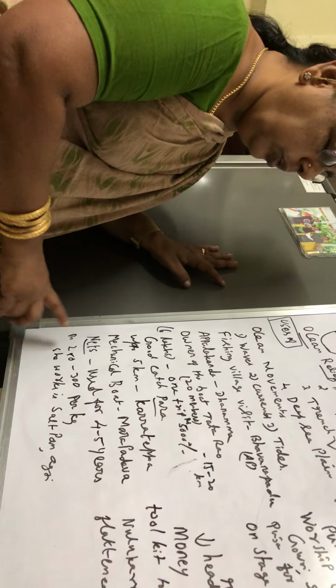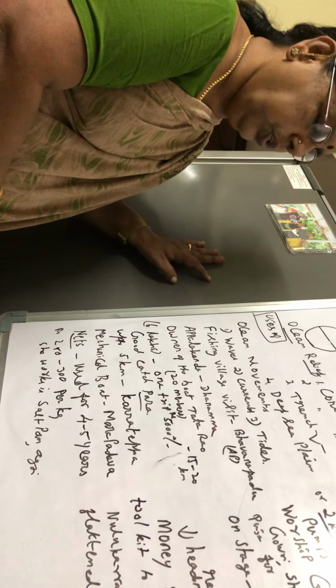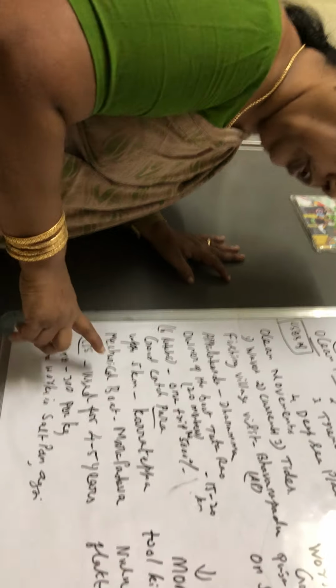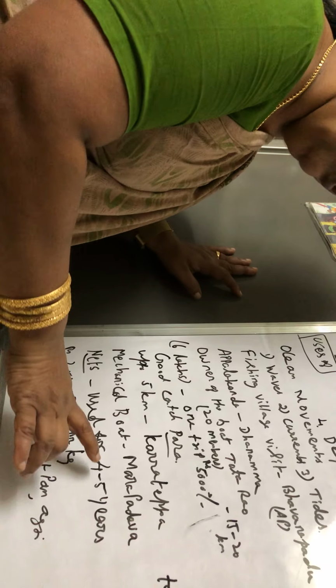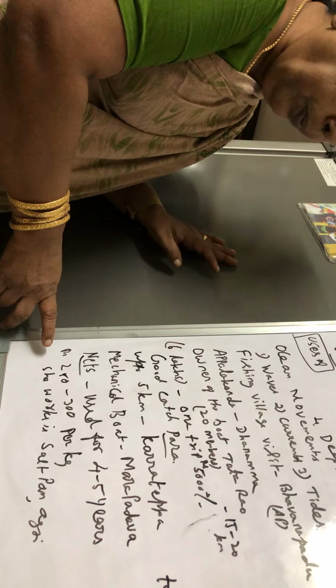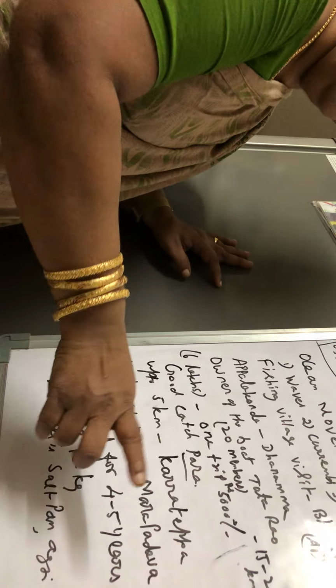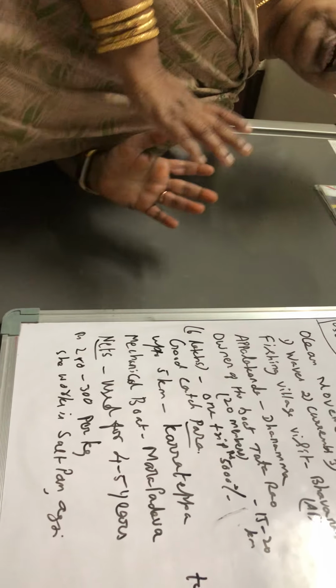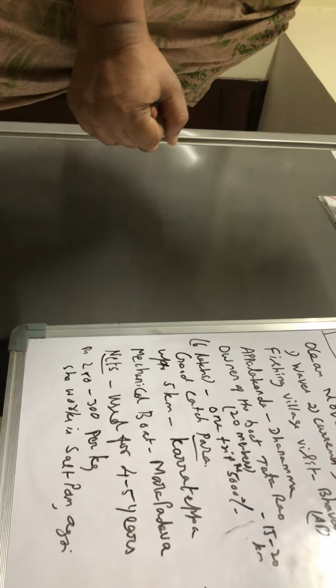And the net also they use for catching the fish. Once they invest that money on the net, if they are very careful, they can use the same net for 4 to 5 years. The cost of that net while buying is rupees 280 to 300 per kg.